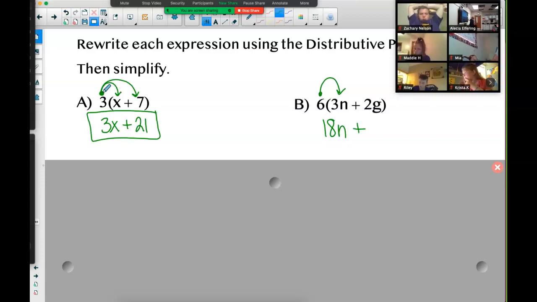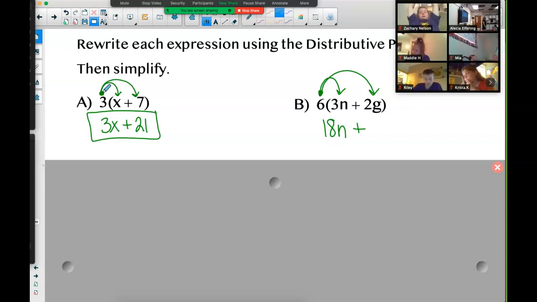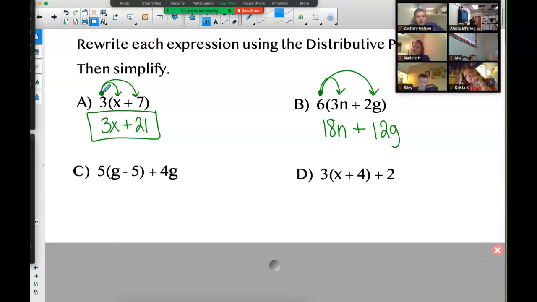A plus sign, since there's a plus sign here. And then the 6 has to be shared with the 2g. What's 6 times 2g? 12g. Can I simplify that any further? Can I put N's and G's together? No, they're not like terms, so I'm done. Questions there? Okay, 2 more and then we'll be done.